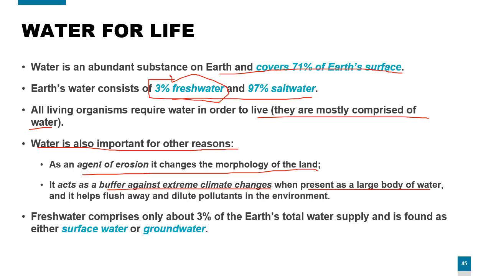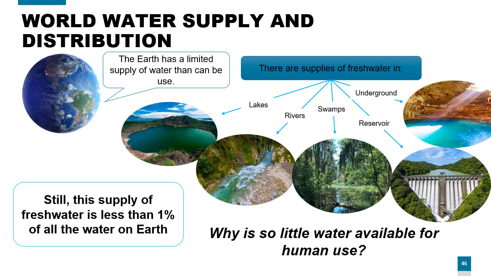So, fresh water comprises only 3% of the Earth's total water supply, and it's found as surface water or groundwater. Yung surface water natin, yung mga rivers, creeks, and sa lakes natin, ang fresh water natin is, ang groundwater, of course, yung nakukuha natin underground. Okay? So these are the world water supply and its distribution. So still, the supply of fresh water is less than 1% of all the water in the world. Okay, so there are supplies of fresh water. It could be lakes, rivers, swamps, reservoirs, and underground water.